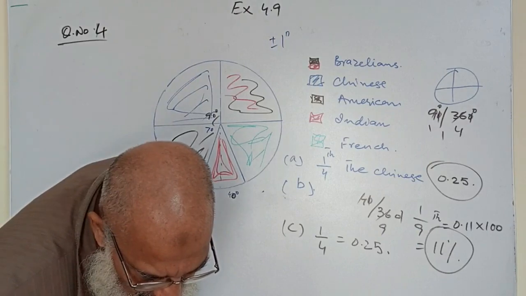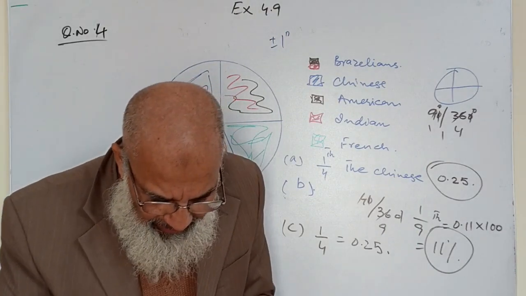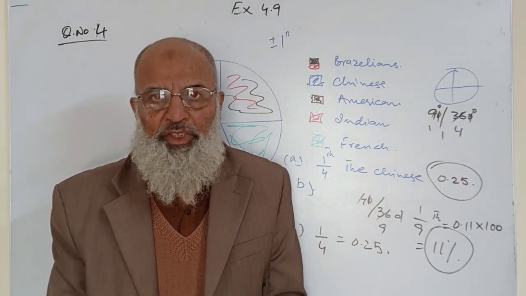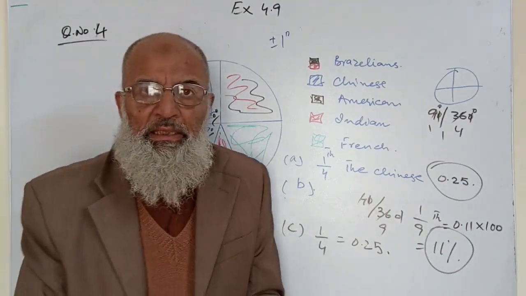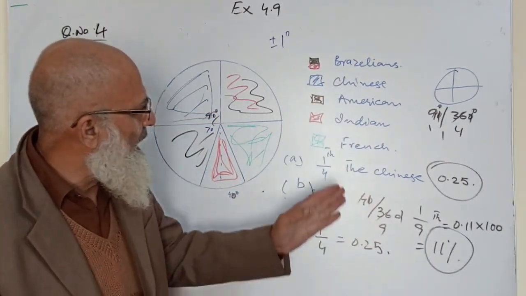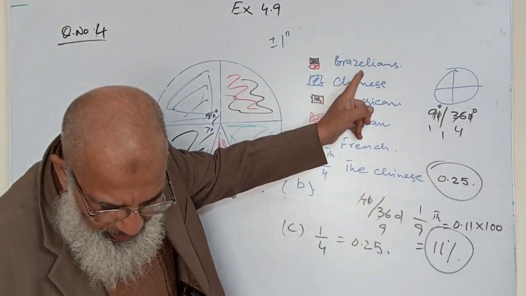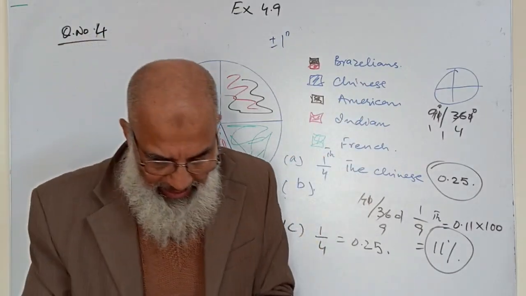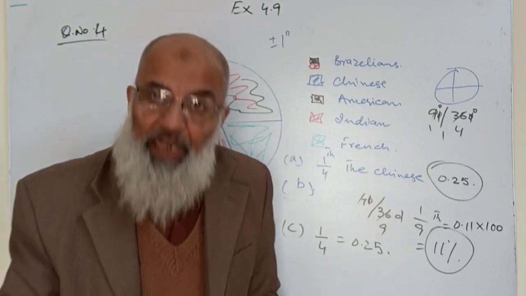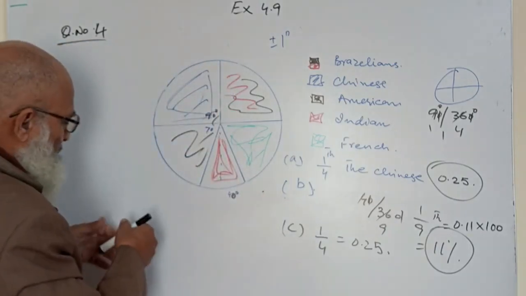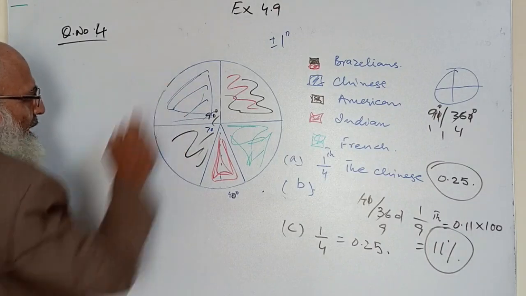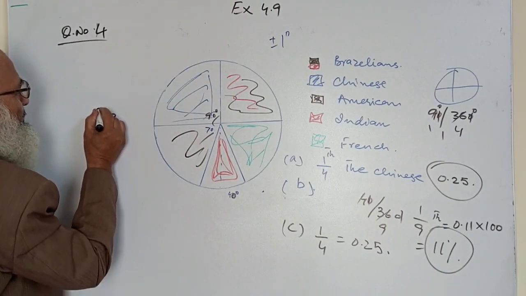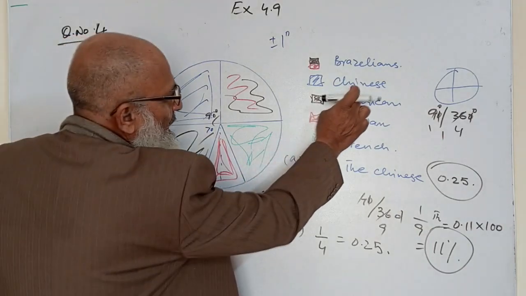Now part D. If there are 900 students at the school, how many are Chinese, Indian, American, and French? Now all the categories have been asked except Brazilian. These four are asked in the next question, if there are 900 students. Now the total students are 900. This is the pie chart for 900 students. Now how many are the Chinese?